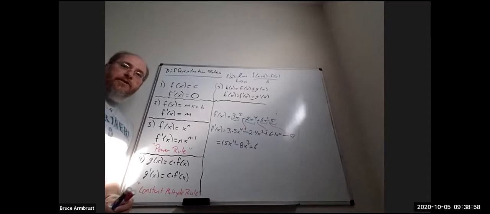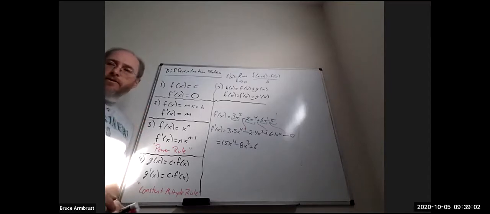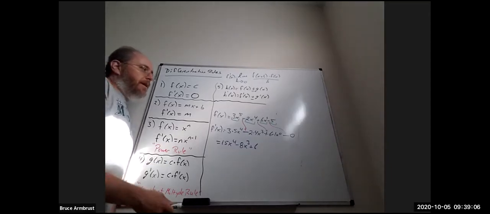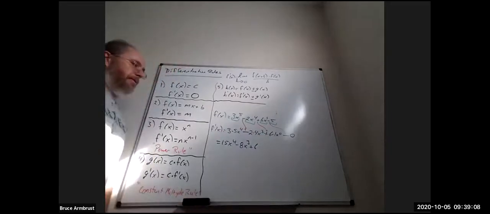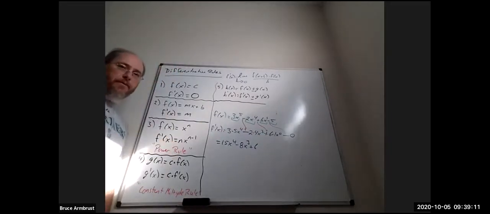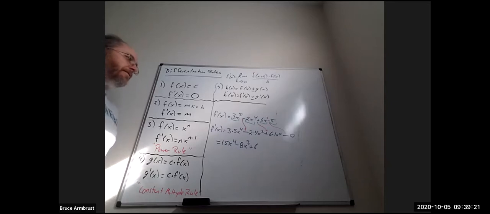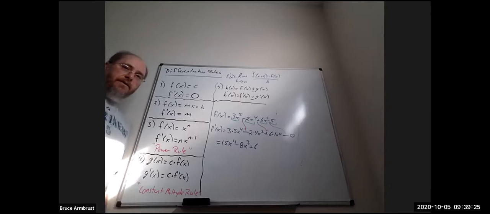So let me just remind you that if you raise something to the 0 power, you get 1. So x to the 0 is just 1. So we get 6 times 1, which is 6. And then we get minus 0. Okay, well, we'll just let that go. All right, so there is your derivative of 3x to the fifth minus 2x to the fourth plus 6x minus 5. It's 15x to the fourth minus 8x cubed plus 6.